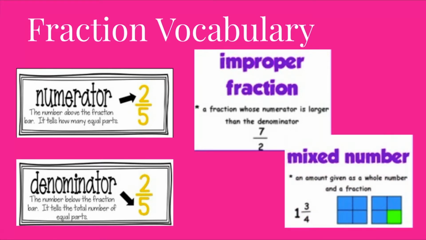Mixed numbers. Mixed numbers are when there is a whole number and a fraction in one. It tells you an amount given as a whole number and then just a piece. For example, in the picture, you can see there is 1 whole box shaded in. That represents our whole number. Here is our mixed number.